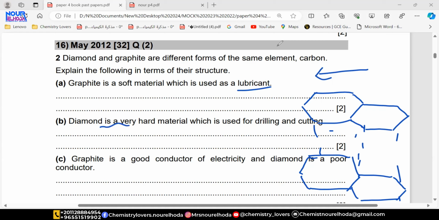Diamond is very hard. That's why we use it for cutting and drilling. Why do you think? Bravo, Renad. But Renad, take care. If you said only that they will slide, the word slide, this is 1 mark. Here he won 2 marks. Okay?